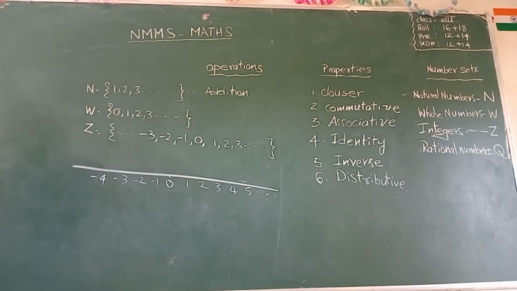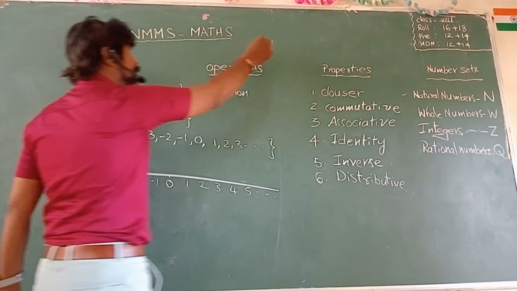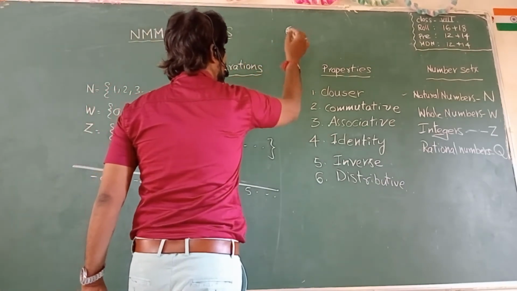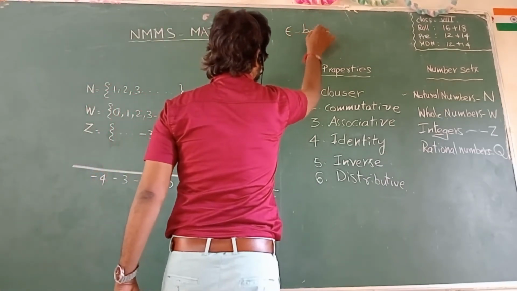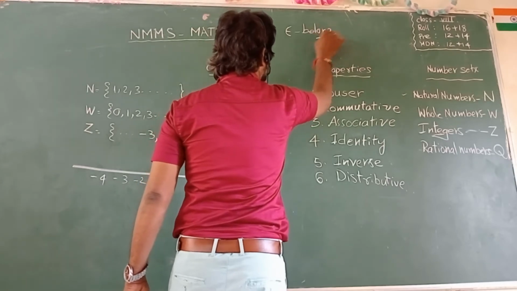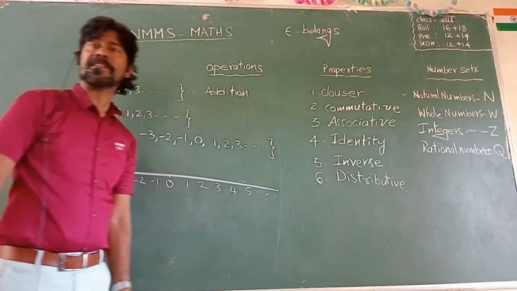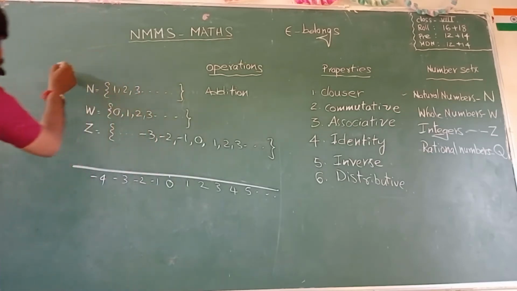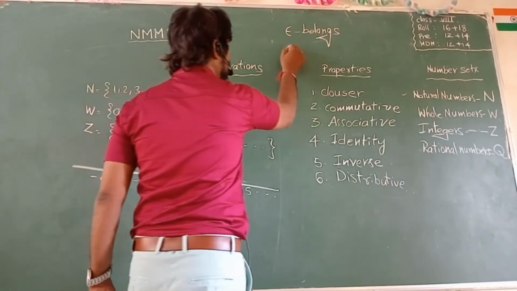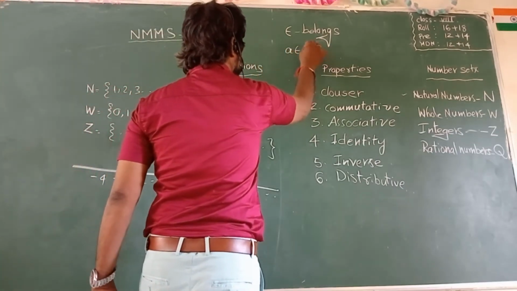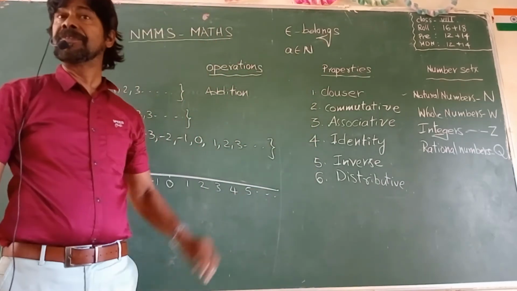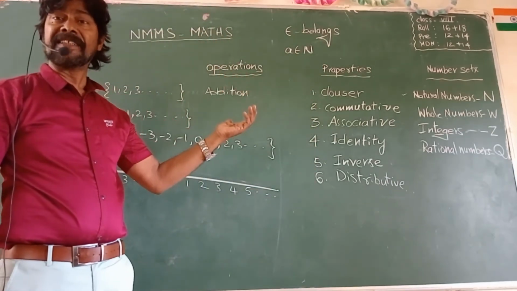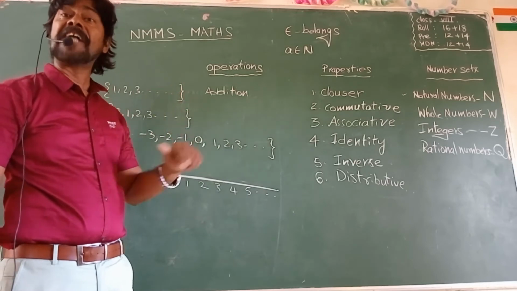In mathematics, some symbols are there. You must know the symbols. ఒక గుర్తులు ఉంటాయి. This symbol is called belongs to. Belongs to అంటే చెందును. Suppose I say A belongs to N. A belongs to N means number A is a natural number.